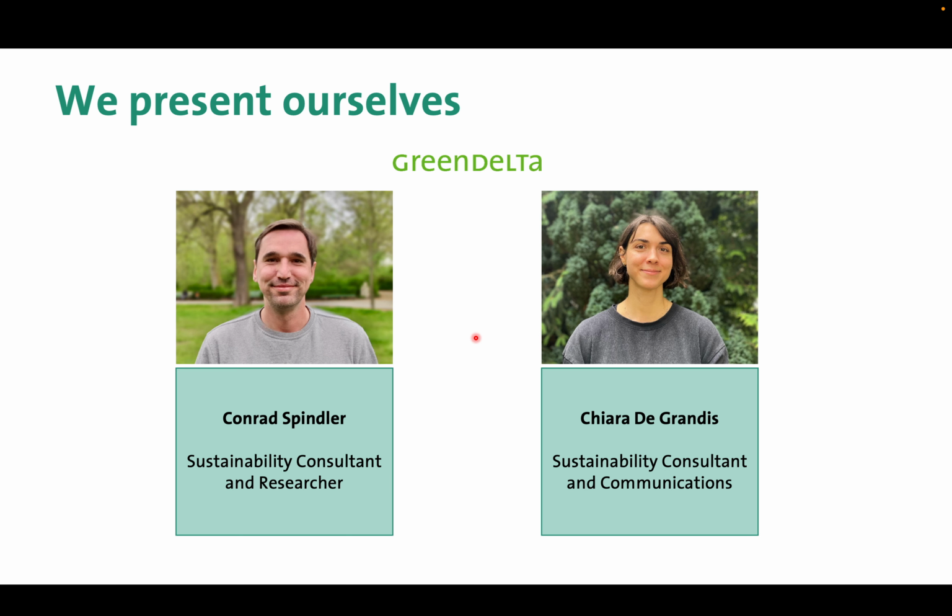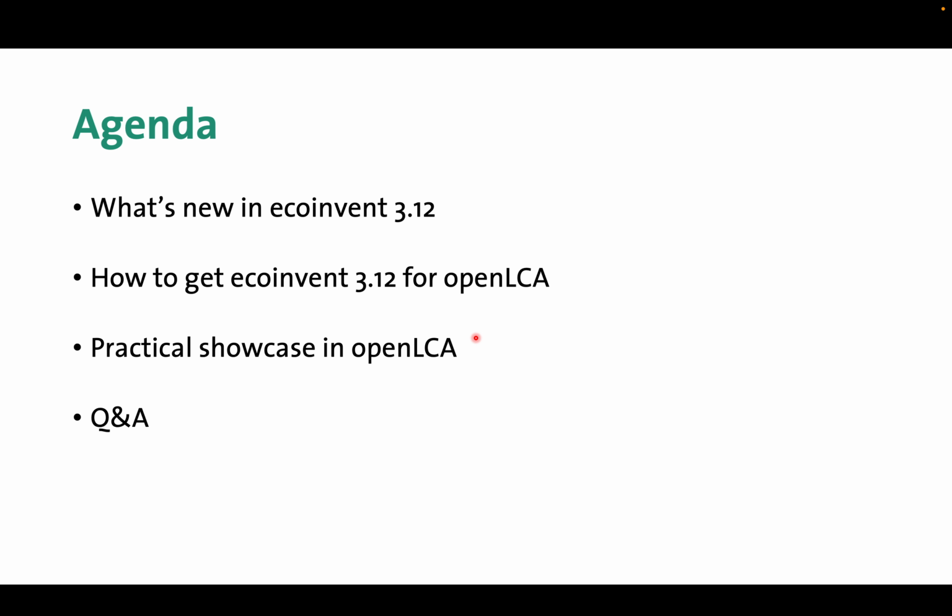But before leaving the word to him, I would like to take a look at the agenda that we are going to see today together. So we'll start with taking a look at what's new in ecoinvent 3.12, of course, especially compared to previous versions. We'll see how to get ecoinvent for openLCA through our marketplace openLCA Nexus. And then we'll see a practical showcase in openLCA. So we'll see how we as GreenDelta implemented ecoinvent in our free software. And we'll see how it looks in openLCA.